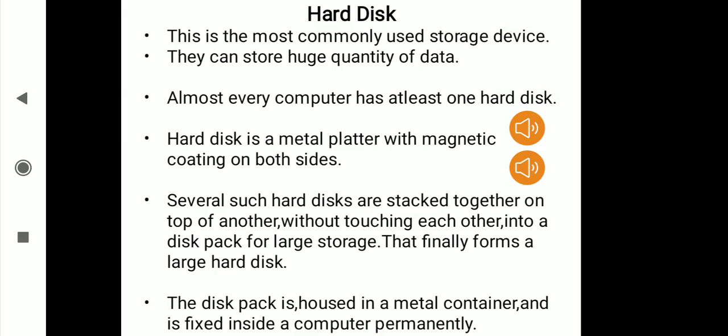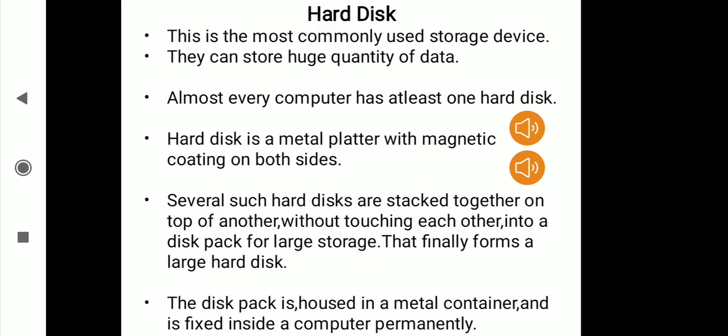Let's start with the hard disk. The hard disk are those storage devices that can store huge quantity of data. The hard disk is the most commonly used storage device. Almost every computer has at least one hard disk. They may have two hard disks, but at least they should have one hard disk.